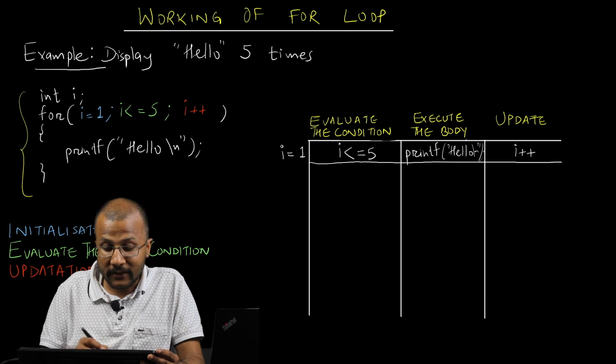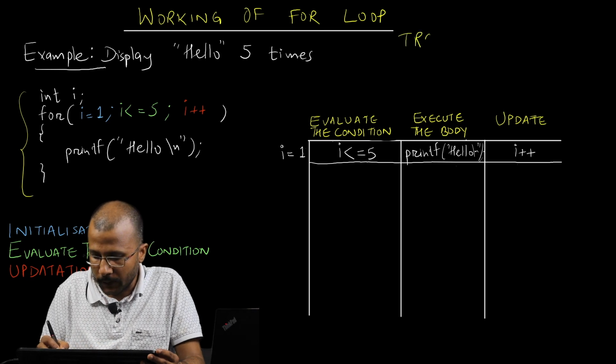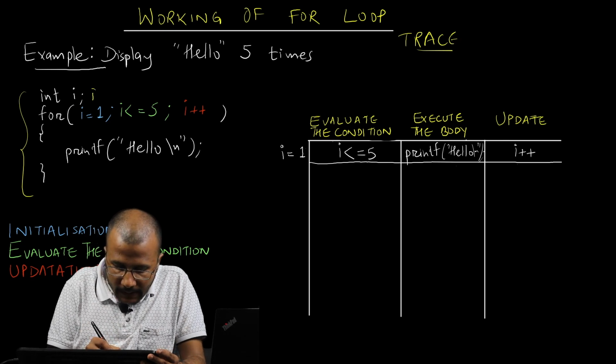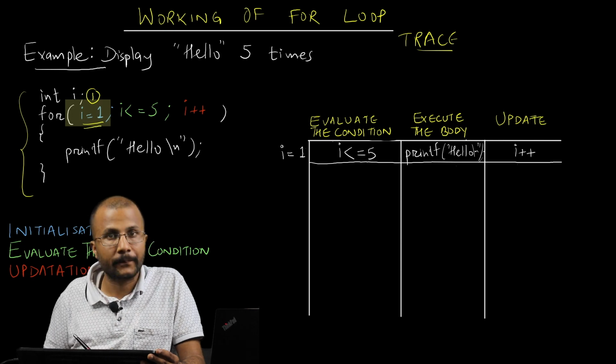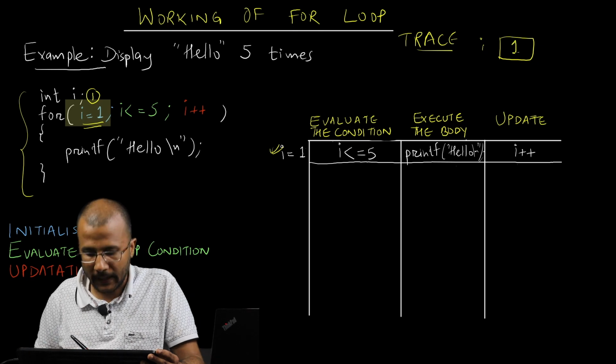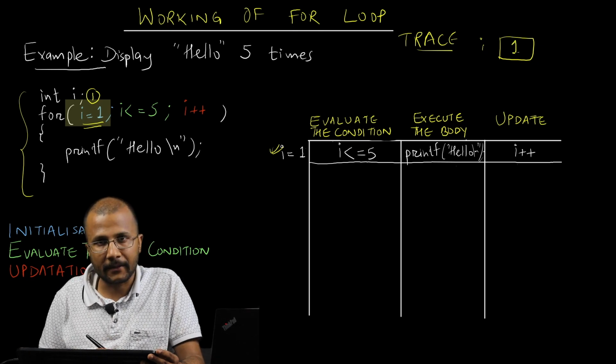Okay, now let's try to trace this code. Let's try to trace this code. Okay, what happens first of all is step number 1, I is initialized to 1. Okay, that is step number 1. Initially there is a variable I, which is having the value 1. Okay, so this is the first thing that happens.